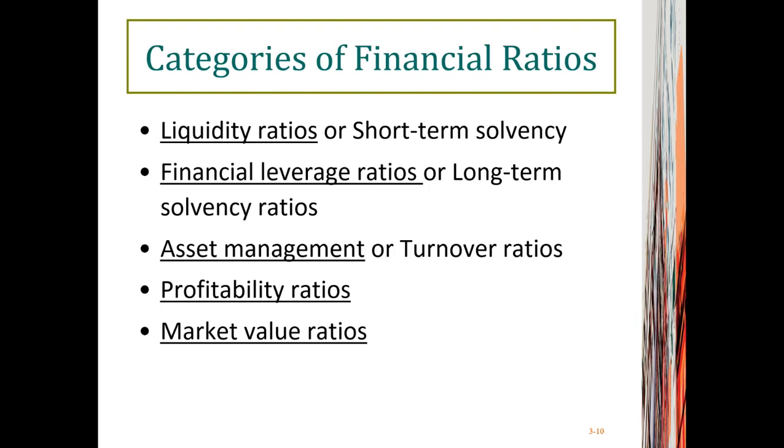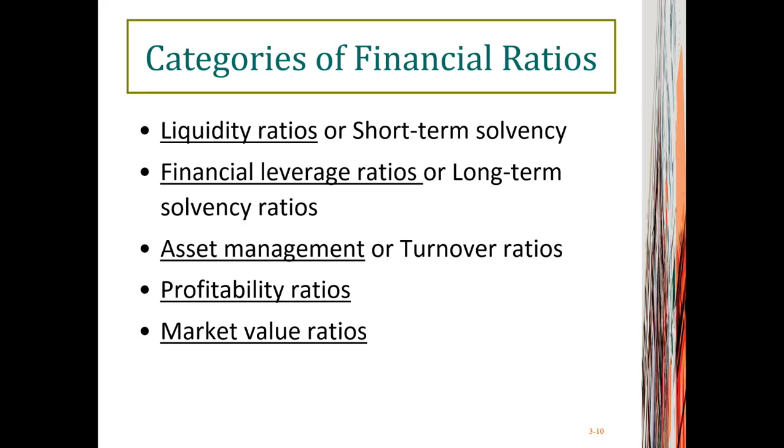And asset management ratios are typically turnover ratios, and those ratios can help us examine how efficiently the company is running its business in many different areas. For example, we'll see how efficiently the company is managing its accounts receivable, inventories, total current assets, and total fixed assets, and so on and so forth.